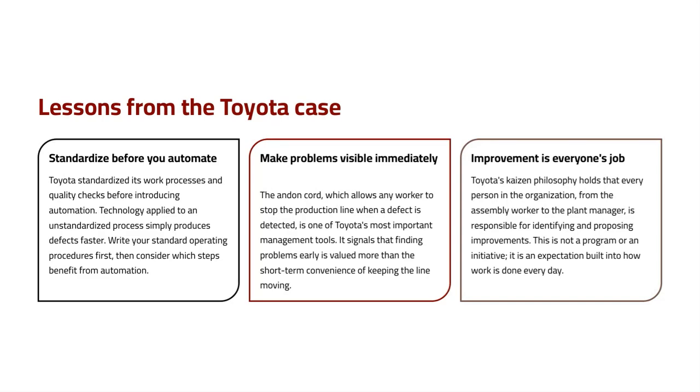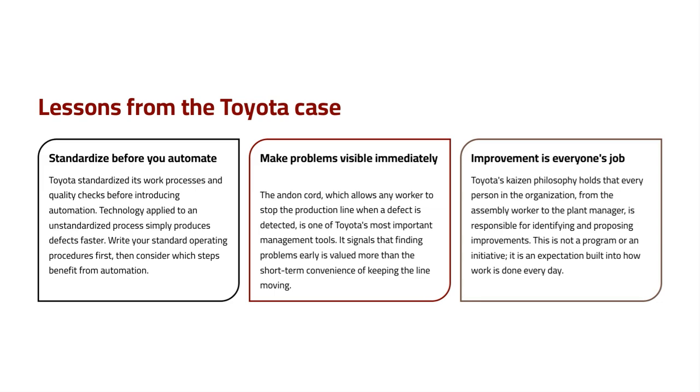One key lesson from the Toyota case is to standardize before you automate. Toyota made sure to standardize its work processes and quality checks first, because applying technology to an unstandardized process only speeds up the creation of defects. So, it's crucial to write your standard operating procedures before deciding which steps to automate.